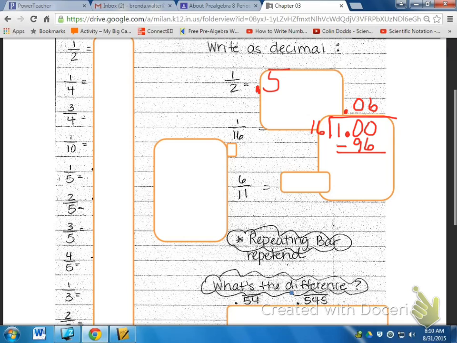And 100 minus 96 gives me 4 left. Well, I've got a leftover and I don't have a stopping and I don't have a repeating, so I add another 0 and bring it down. Now 16 into 40. Well, how many times does 16 go into 40? Anybody know that?